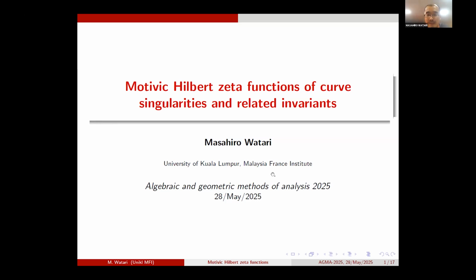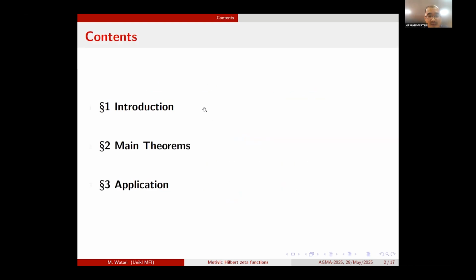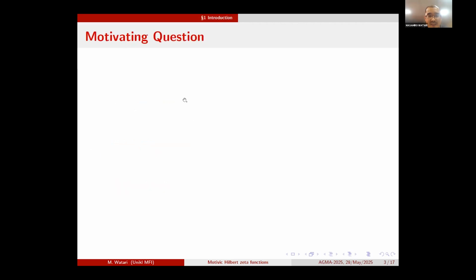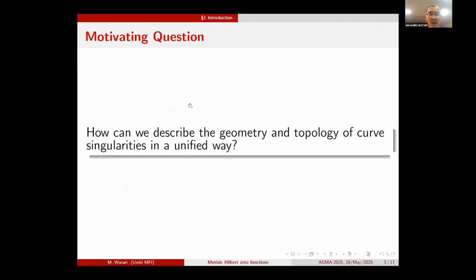Okay, so today I talk about Motivic Hilbert zeta functions. My talk is divided into 3 sections. First, we'll start with this question: how can we describe the geometry and topology of curve singularity in a unified way? Answering this question is the purpose of this talk.